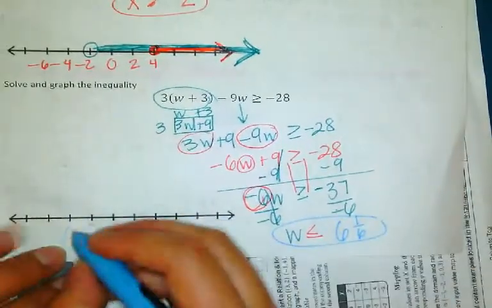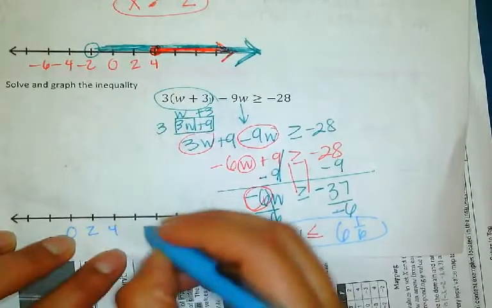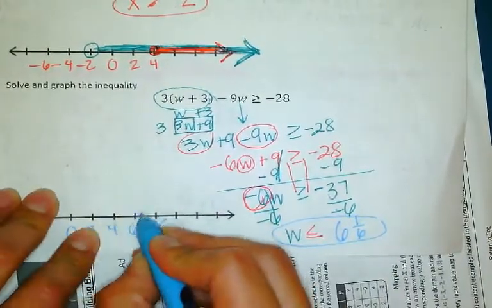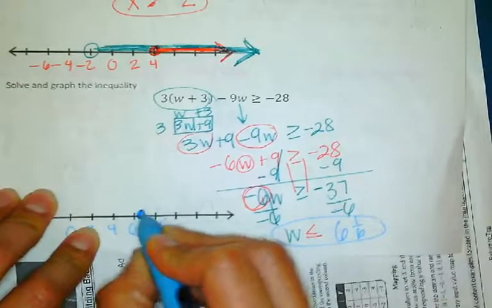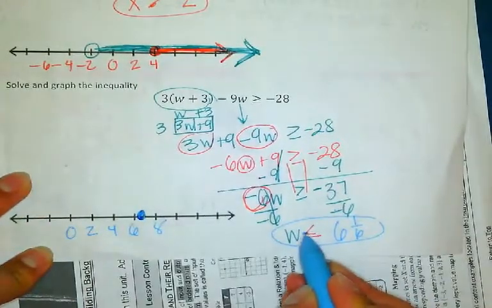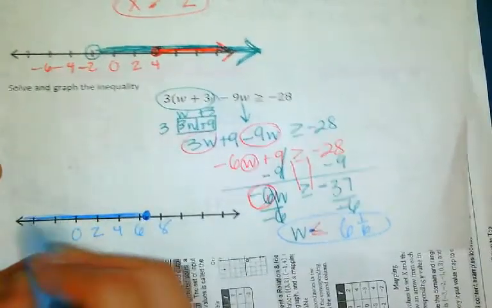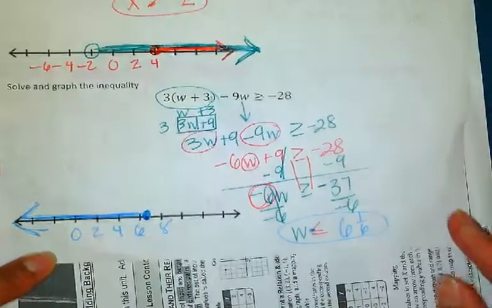So when you do that, you can go 0, 2, 4, 6, 8, etc. So 6 1/6 would be somewhere here, and it's a closed circle. And all the values that are less than or equal to that, so it would move to the left because less than. And that would be your solution.